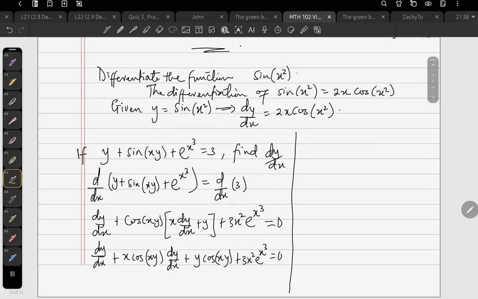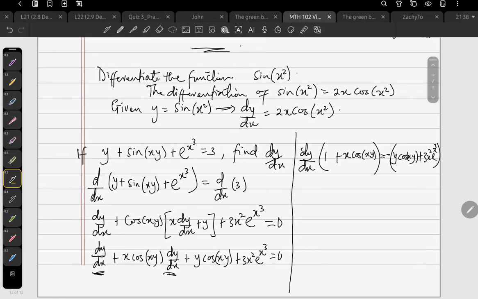So I can transfer those terms that do not have the dy/dx to the other side and pull out the dy/dx to isolate it. So dy/dx is common here and here. If I pull it out, I will have dy/dx times (1 plus x cos xy) on this side. And on the other side, I'm going to have negative of y cos xy plus 3x squared exponential x cubed.